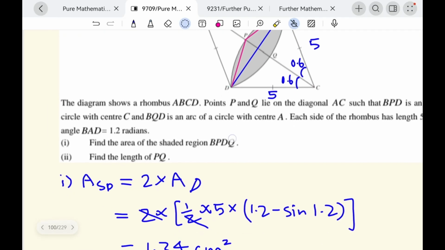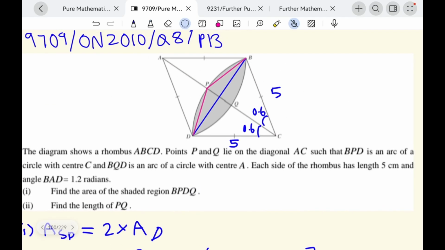So, how to get the length of PQ? Okay, first we need to look for the length of AC, and then deduct away the AP and the QC. So what have you spotted? You can spot that the length AP and the length QC are exactly the same in length, because they have the identical segments.